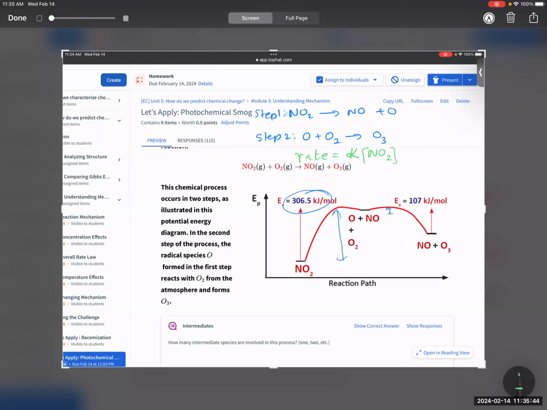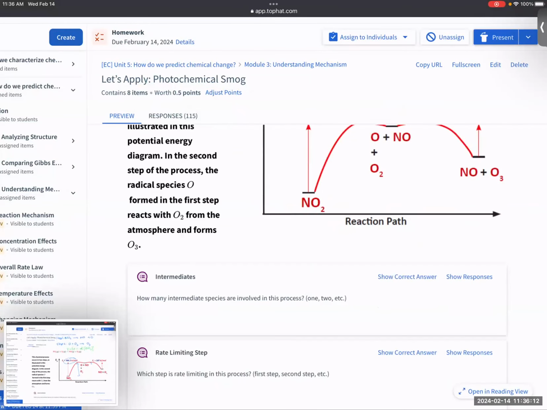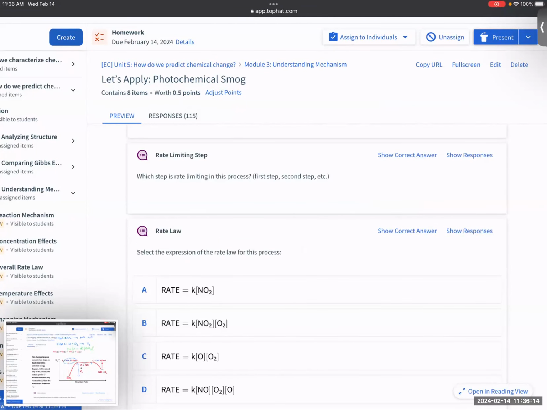Remember, we only do that with theoretical rate laws. When you write theoretical rate laws for individual steps, the coefficient of the reactant becomes the order, or the molecularity, and goes here as the exponent. So we can just write rate is equal to k, the rate constant, times the NO2 concentration. Now let's see, so that should be option A.